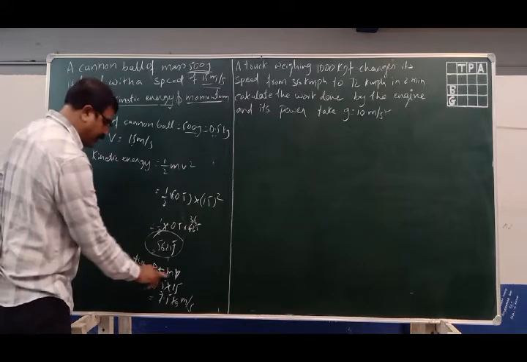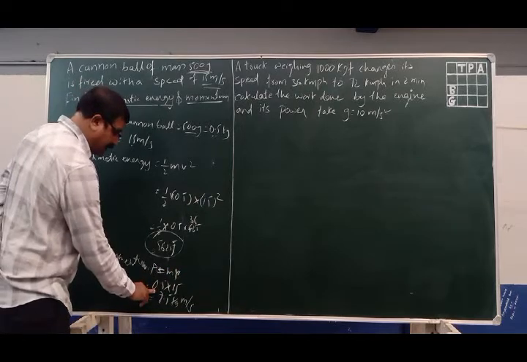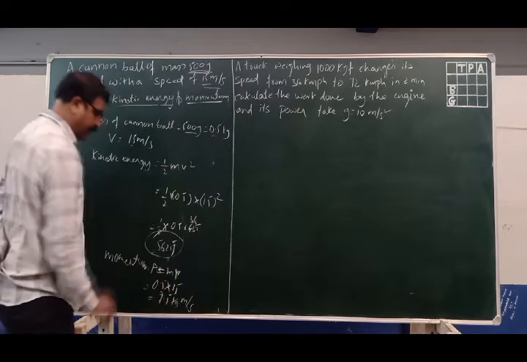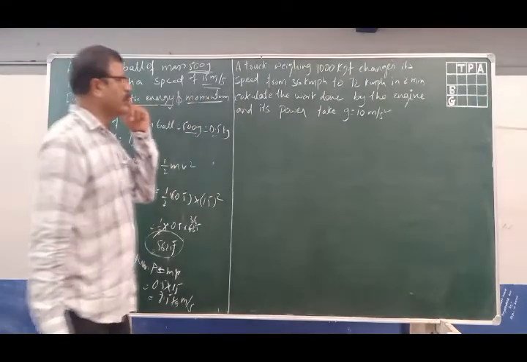Similarly, momentum P is equal to mv. P is equal to mass into velocity. 0.5 kg into 15, that we are getting as 7.5 kg meter per second. So we'll go to the next problem.